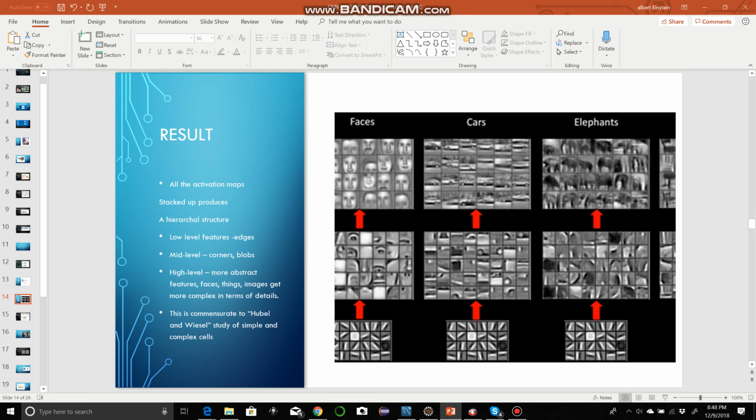It just gets more complex in terms of detail, and we finally make it to the top here. We have faces. And here we have cars, from these basic, low-level features where nothing can really be discerned, to mid-level, and then here we have cars, and these would be different images of cars, right? And finally we get elephants, and it looks like there are different pictures of elephants, and so this really takes care of the convolutional layer.